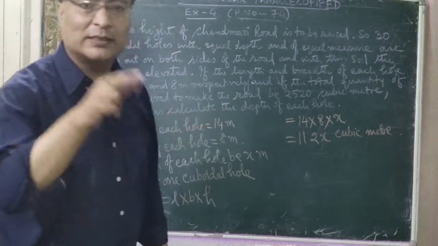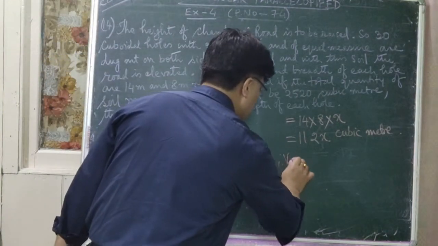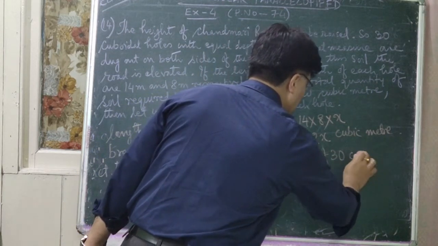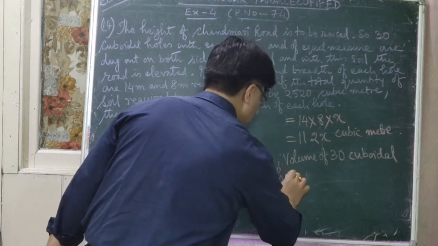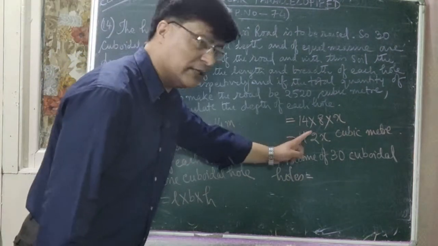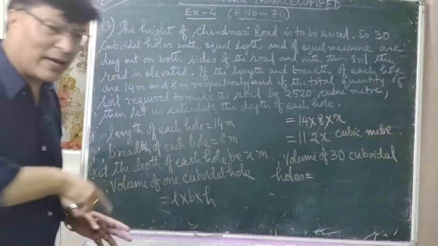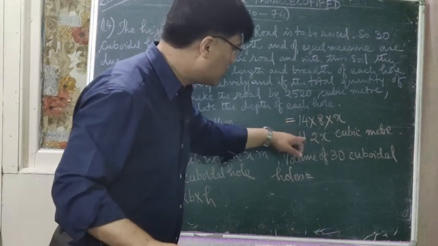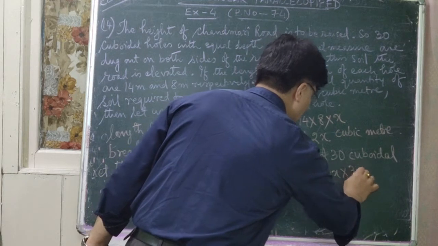112x into what? 30. Is that clear? So volume of 30 cubical holes is equal to कति हुन्छ यो? यो चाहिँ भयो volume of one cubical hole is equal to this much. So what is the volume of 30 cubical holes? 30 वटा cubical hole बराबरको छ, सबैको भोल्युम सेम छ। That is, what is the volume of 30 cubical holes? It should be multiplied by 30. That is 112x into 30.